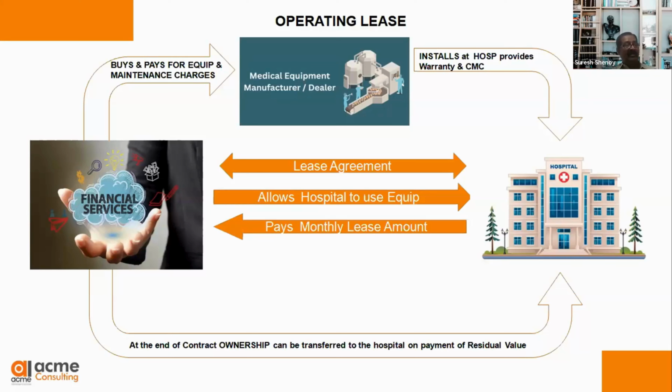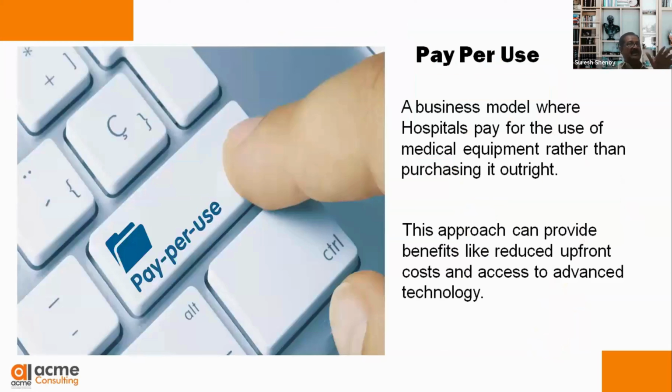So the hospital doesn't have to invest anything on this. They have a lease agreement, and based on that, they will be doing it. And at the end of the lease agreement, there is an option wherein the hospital can ask for getting the equipment at a fair market rate. It's not a high value, you don't have to give that. It's a fair market rate. You can get it. That's an option. If you want to exercise that, you can exercise. Otherwise, you can leave it to them. The financial service company will take it. So this is operating lease. Since operating lease reduces the capex, you will get a higher ratio.